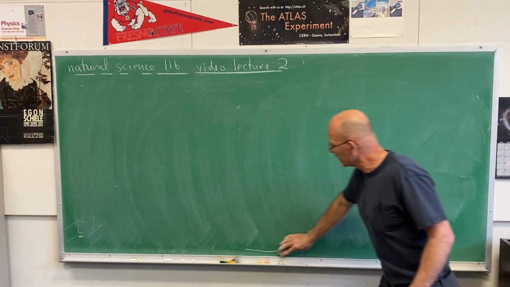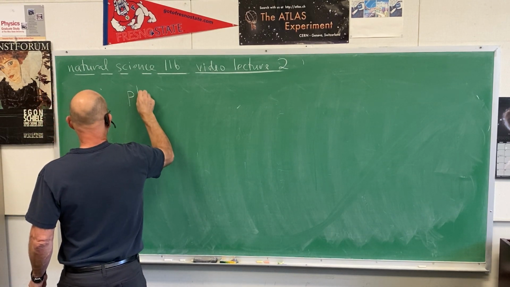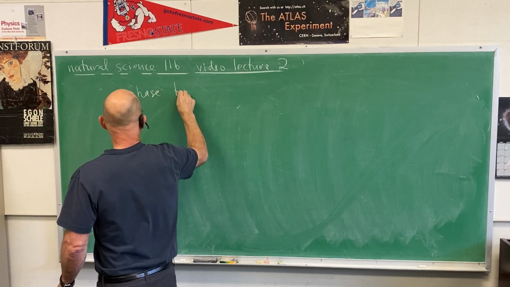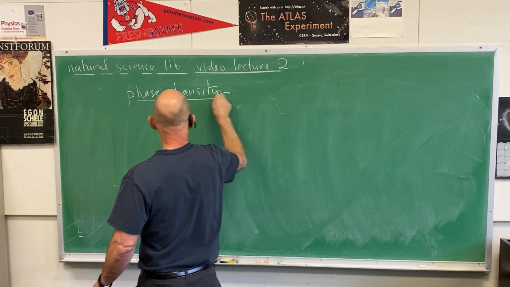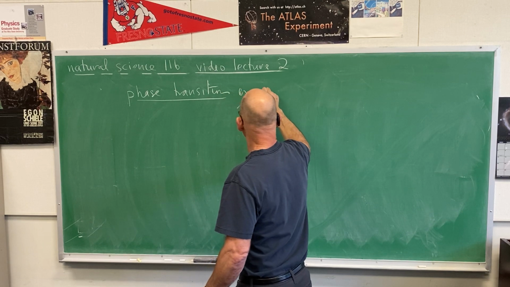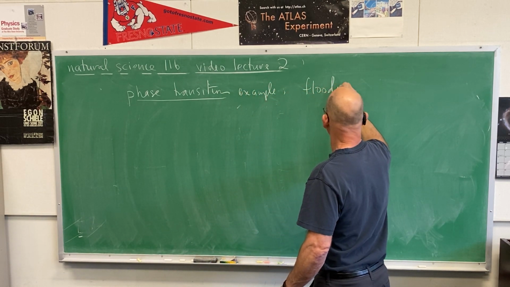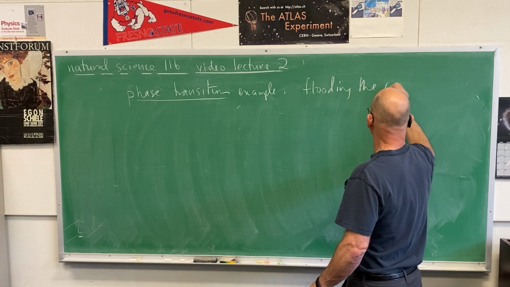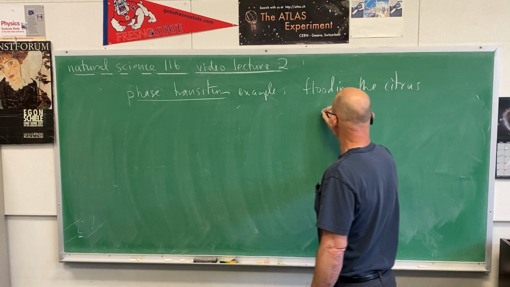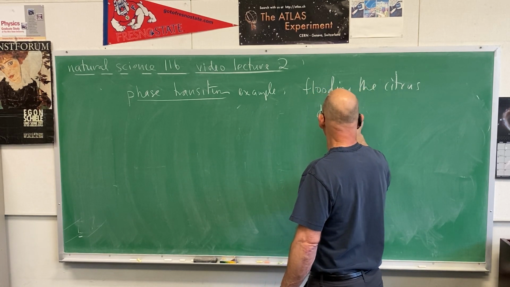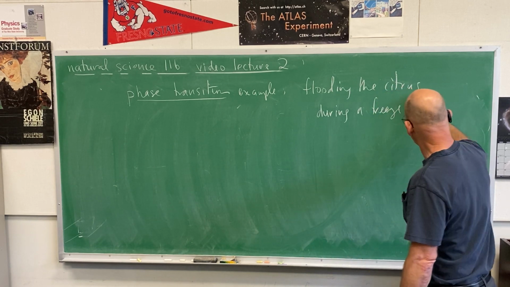So I'm going to call this phase transitions example: flooding the citrus groves. Flooding the citrus during a freeze, with a question mark here.